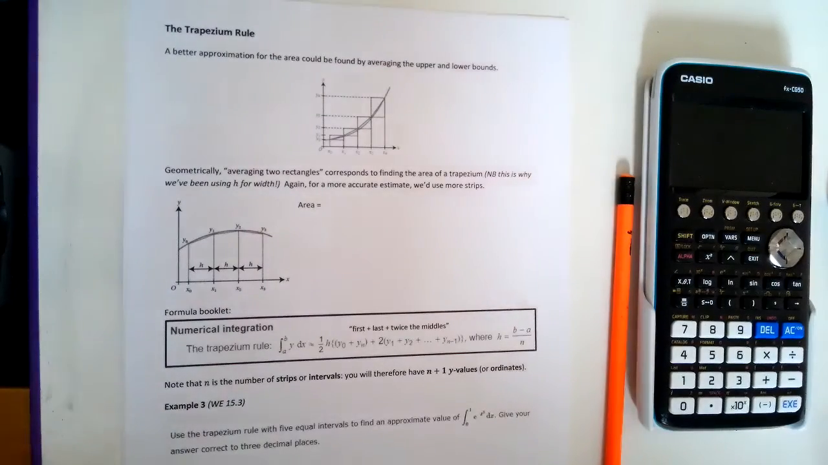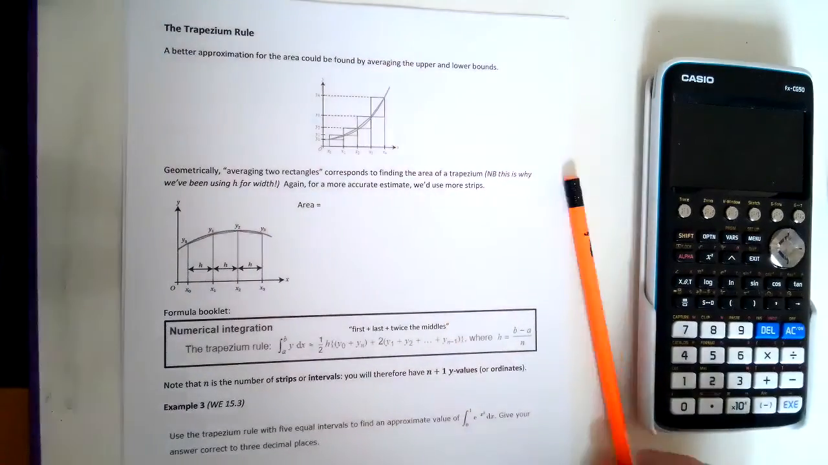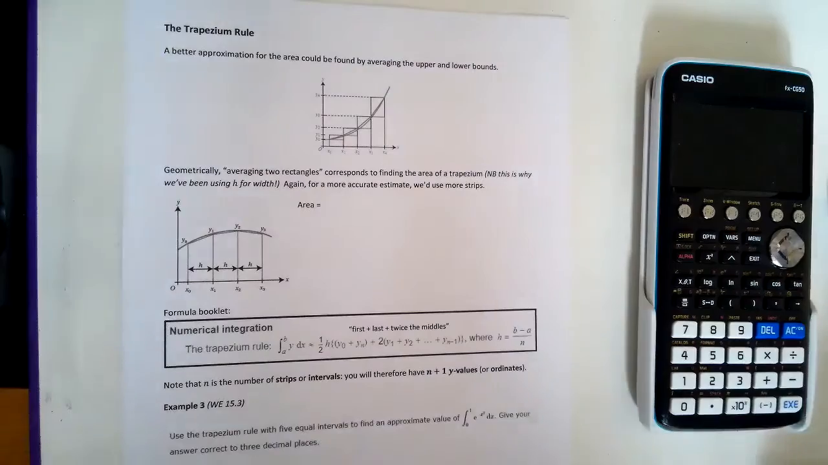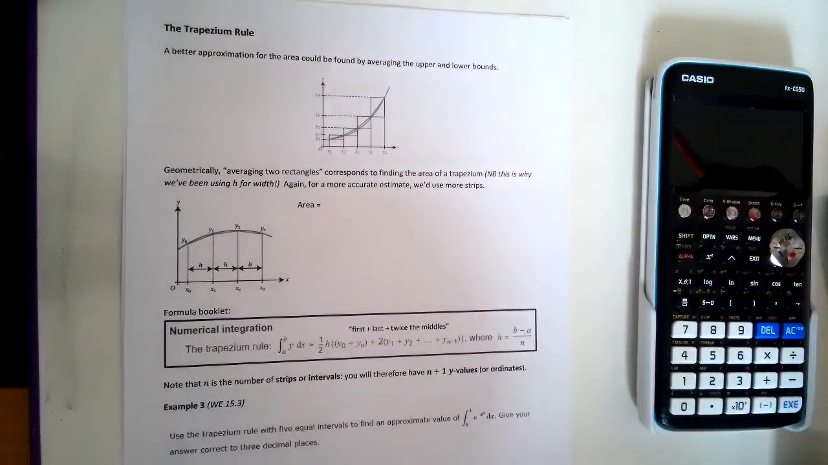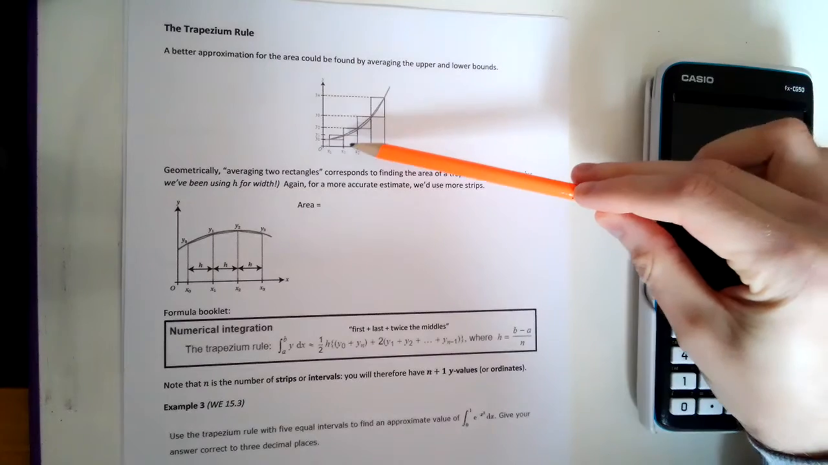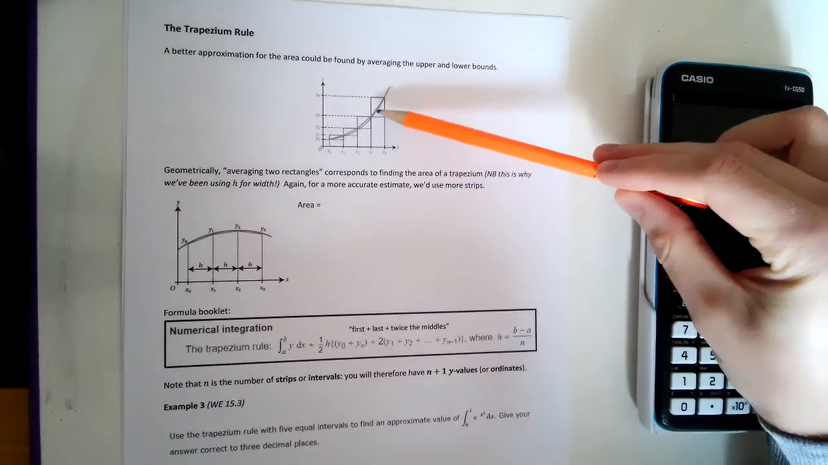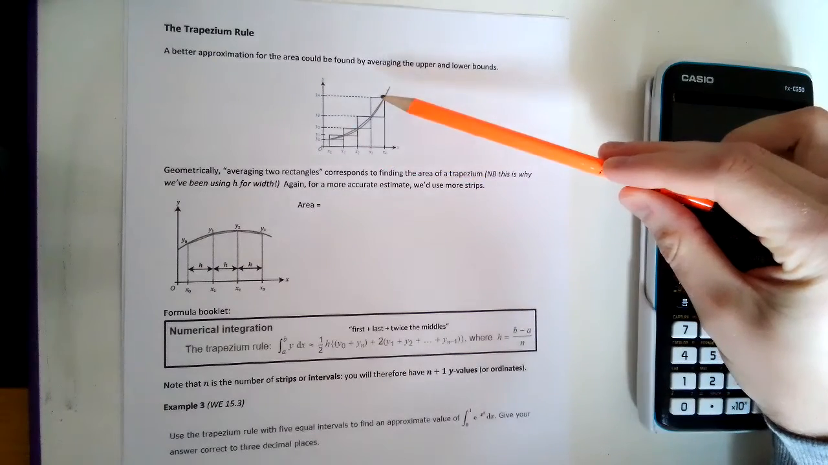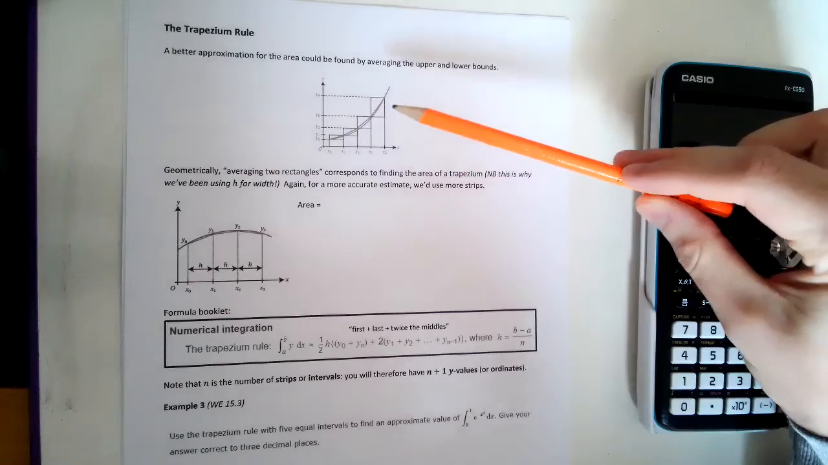Okay, so yesterday we looked at approximating areas using rectangles, and we can get an upper bound and a lower bound. Now, what we're going to do today is use something called the trapezium rule, which you did at GCSE. The idea behind this is, if you look at this picture, the lower bound is less than the area, and the upper bound is bigger than the area.